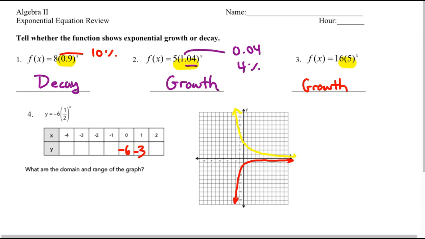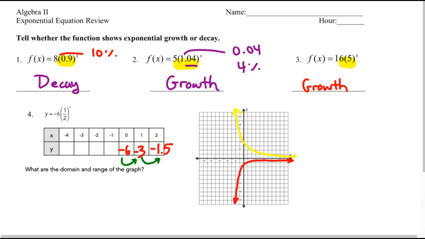So if I put a 2 in there for x, I square 1/2, I get 1/4 times negative 6 is going to be negative 6/4, which is negative 1.5. And you know, I could just start doing this a little different way, right? Instead of putting the number in and evaluating it, I could follow the pattern of multiply by 1/2. So if I take negative 6 and I take half of that, I get negative 3. If I take half of negative 3, I get negative 1.5.